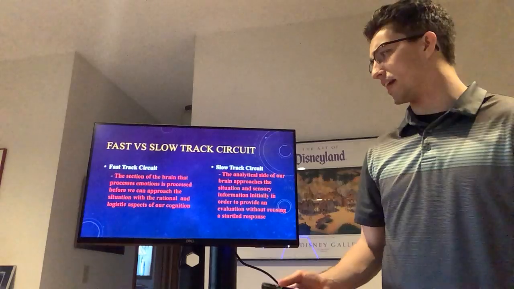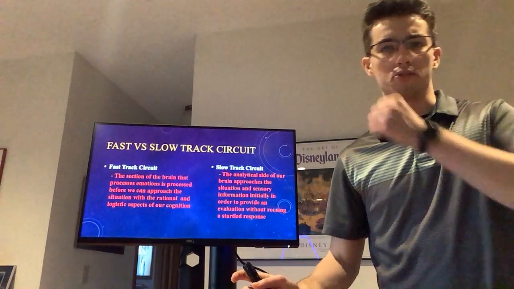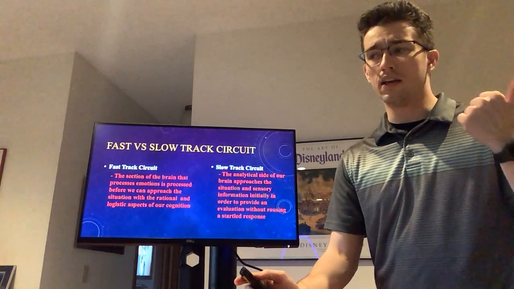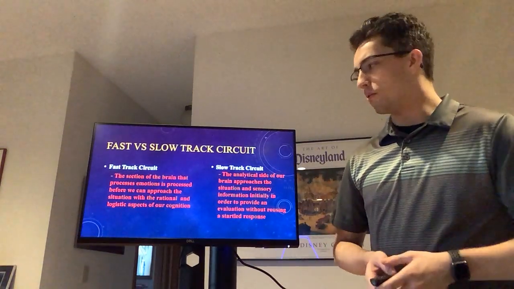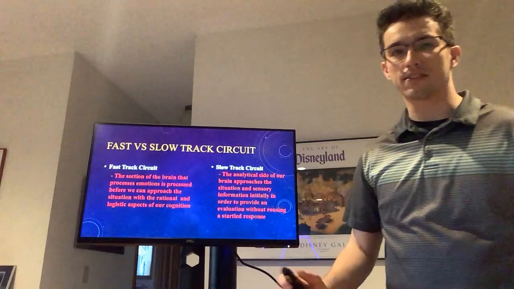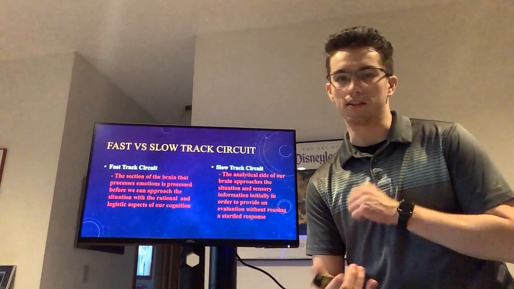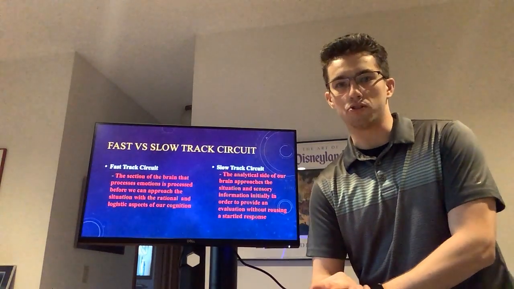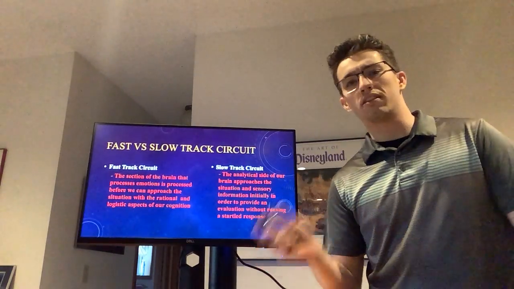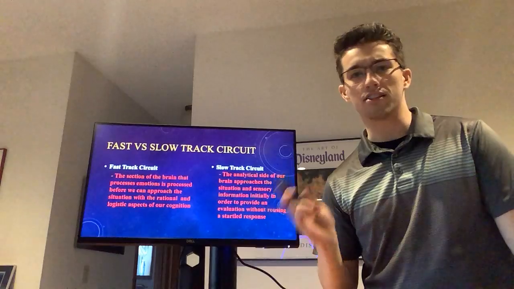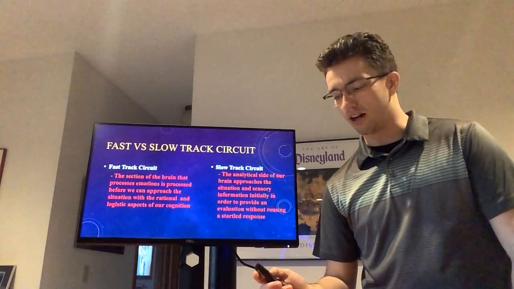Okay, now we need to look at the way that our brain reacts to emotions and how we respond and take action based off of the stimuli that we intake. We have our fast track circuit, which is basically we respond immediately off the cuff. As soon as we feel these emotions, something just clicks and we do it. This doesn't allow us to analyze our emotions.